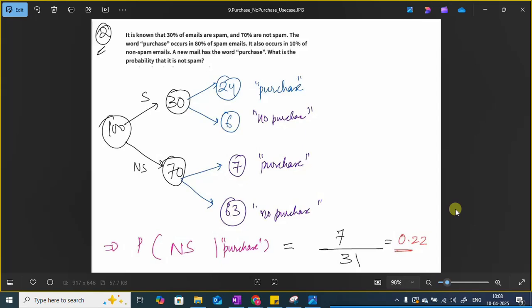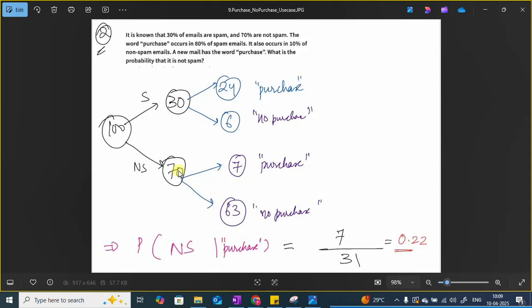It's known that 30% of the emails are spam. So 30% means, for example, I have a total of 100 emails. Out of 100 emails, 30% are spam, so obviously 30 emails are spam. If 30 mails are spam, then obviously 100 minus 30 is 70, the mails which are not spam. Written NS 70. Fantastic.